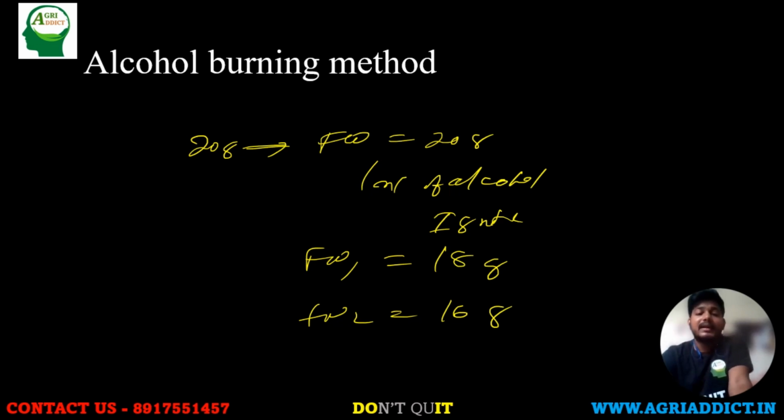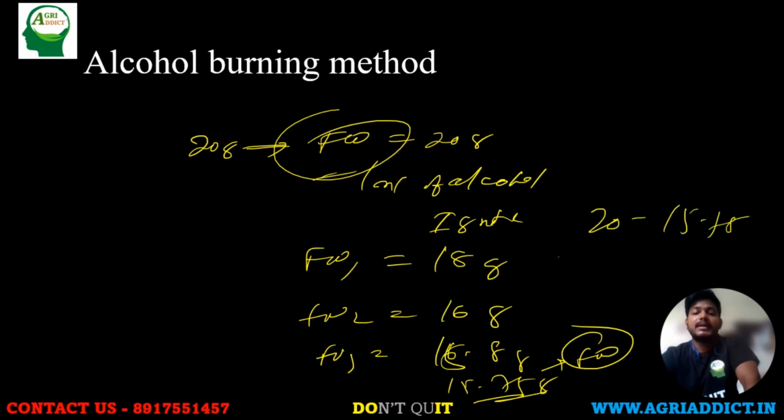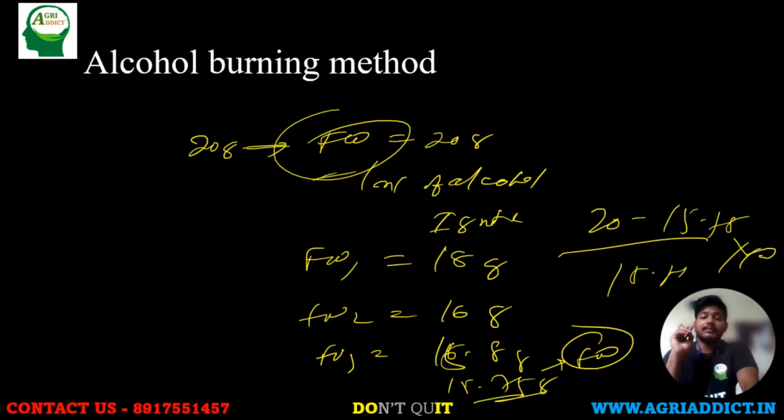We stop this procedure when we get consecutive equal values. For example, in FW3 I got 15.8 gram. Again I took, again it came 15.75 gram. So there we will stop. This is our final weight, and this is our fresh weight. So 20 gram minus 15.75, divided by 15.75, into 100. So this is the alcohol burning method. It is very quick and can give the result within 10 minutes. The major demerit is that if your soil contains higher organic matter, then you cannot use this method.